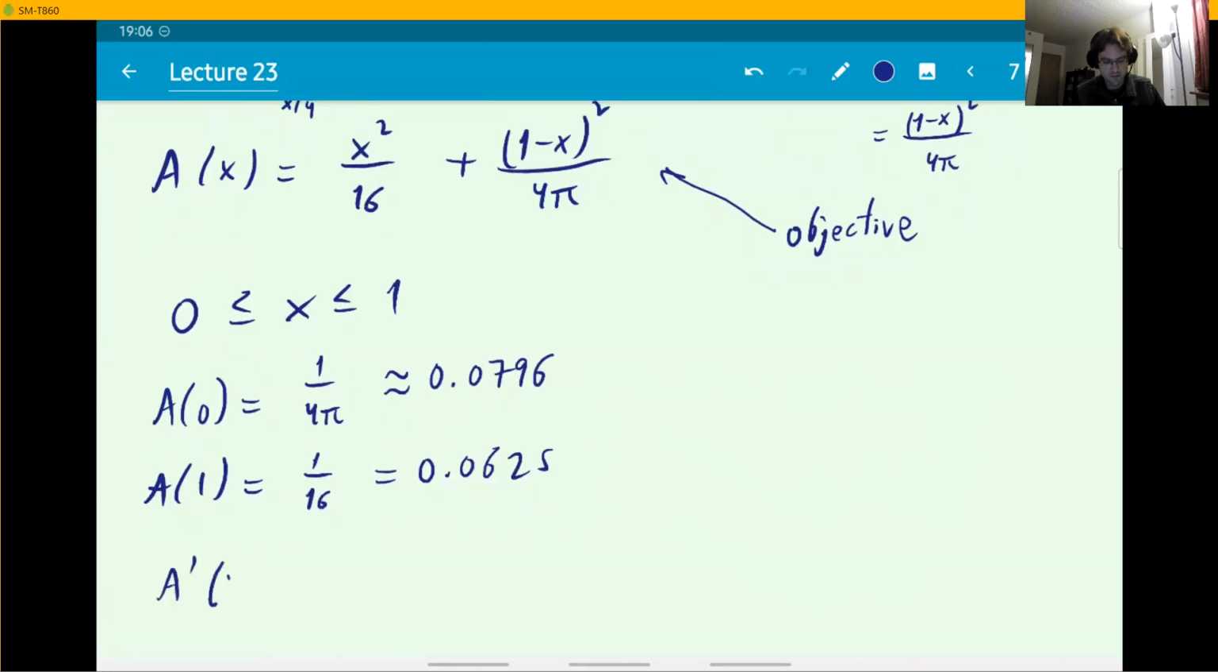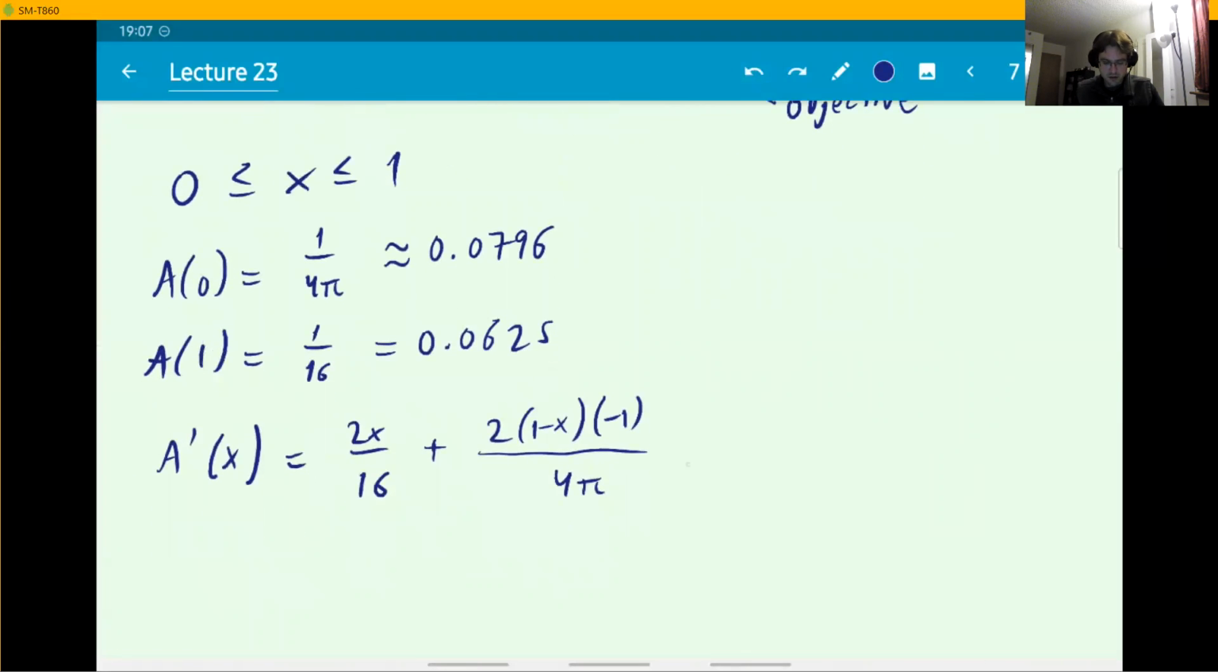Let's find A prime to find critical points. So look at the expression for A up here. What is A prime? 2x over 16 plus, I'm going to use the chain rule for the second term here, 2 times (1 minus x) times minus 1. That's the chain rule. The minus 1 comes from the derivative of 1 minus x, and 2 is the power rule for the (1 minus x) squared. All right.